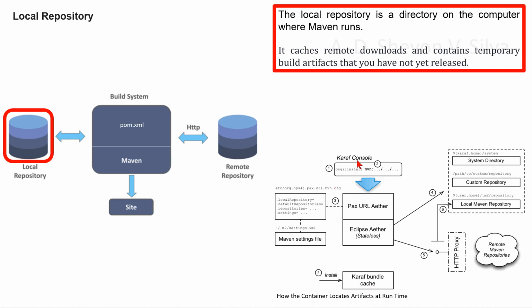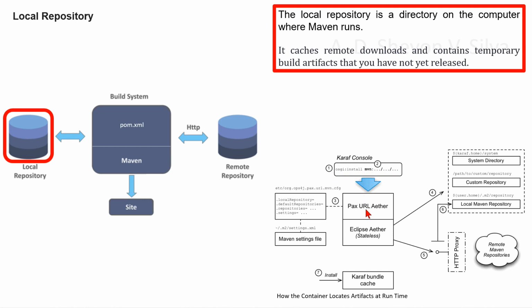Here you can see the Karaf console. This is specific configuration in basically Red Hat. I'm showing this to show how the container locates artifacts at runtime with Maven. Here the Karaf console is here, the step 1 here. Here the OSGi install Maven, and step 2 here Maven etc.